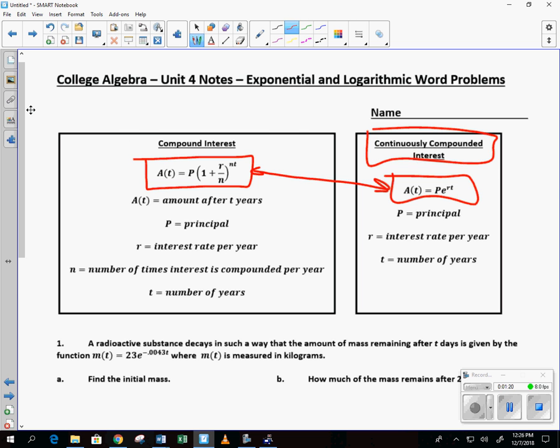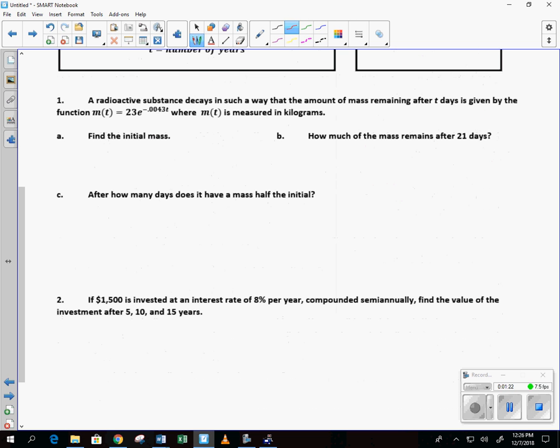Okay? So, a radioactive substance decays in such a way that the amount of mass remaining after T days is given by this function right here, where M of T is measured in kilograms. Sounds really confusing? No big deal. As you can see, we have E because the radioactive substance continues to decay all the time. It doesn't just pause and start again. So find the initial mass.